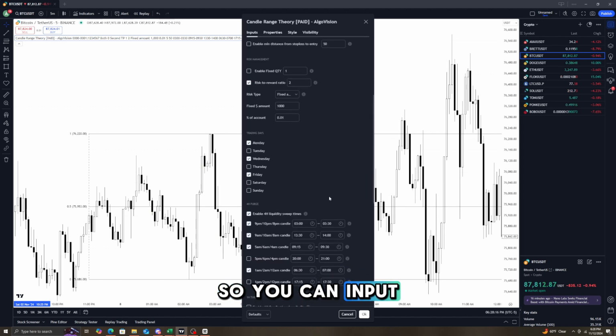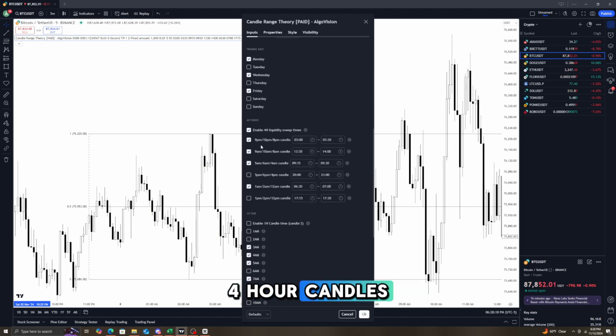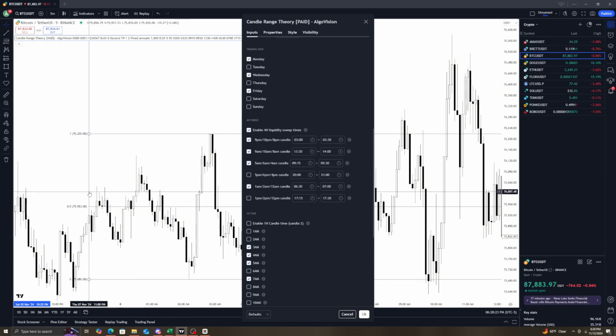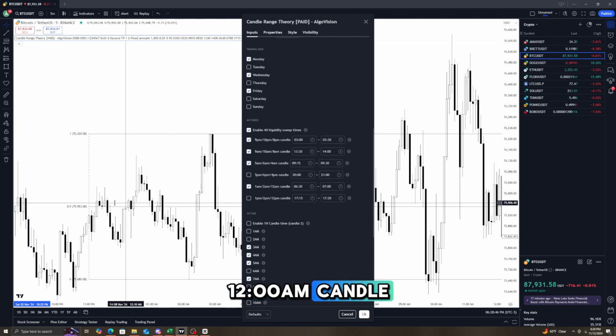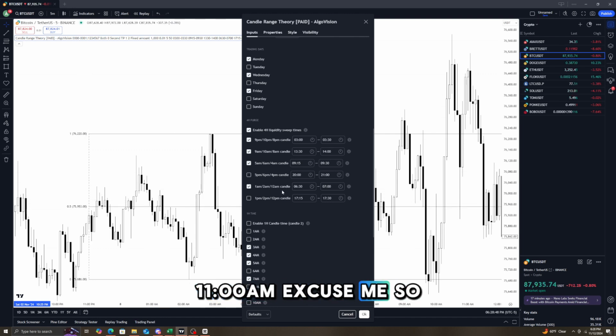So you can input these for the specific 4-hour candles. So like the 8, which candle would this one be? This would be the 12 p.m. candle. So this is this one right here. Is it this one? What time do we start at? 11 p.m.? Sorry, excuse me. It's the 12 a.m. candle. I thought this was 11 a.m. Excuse me. So 12 a.m. candle.